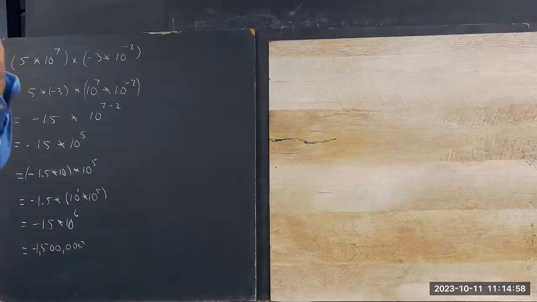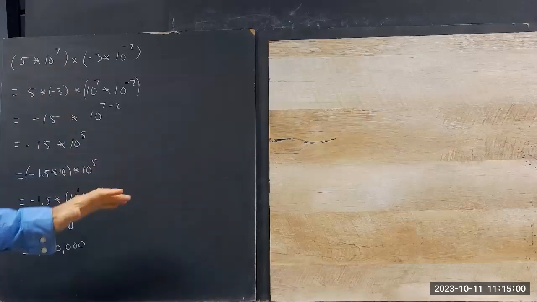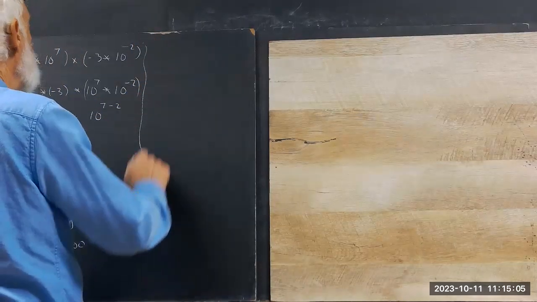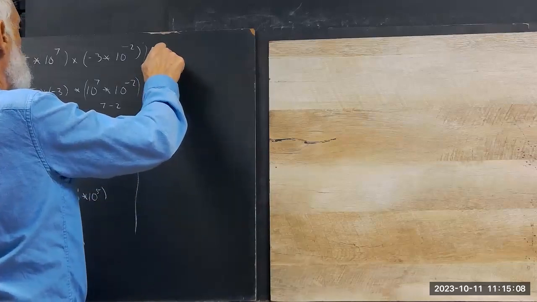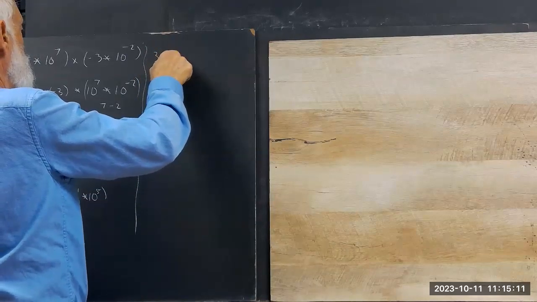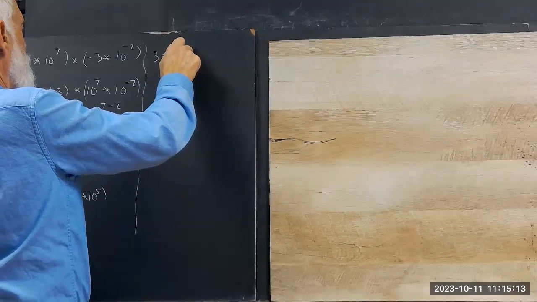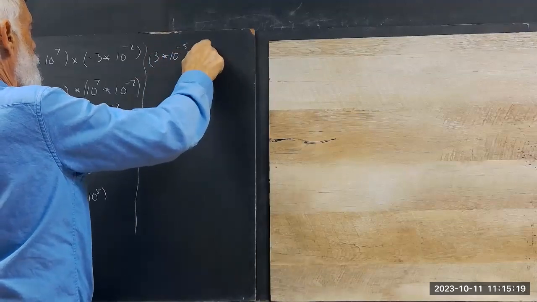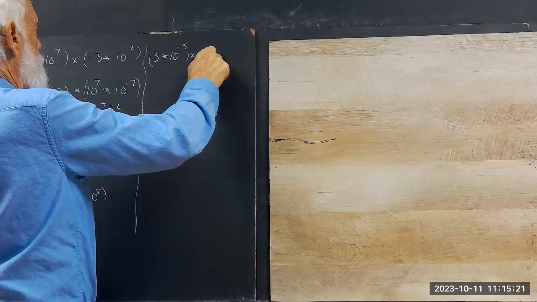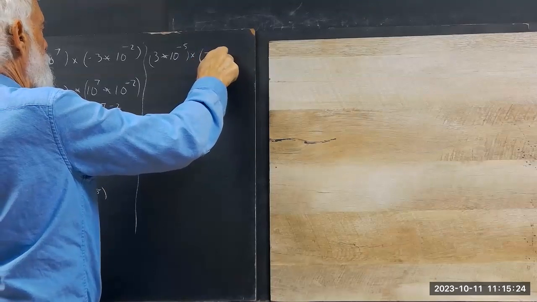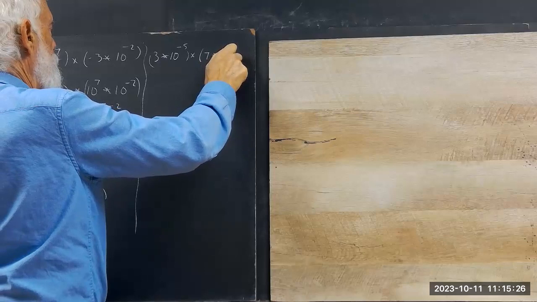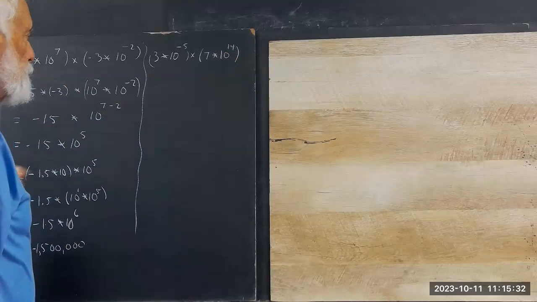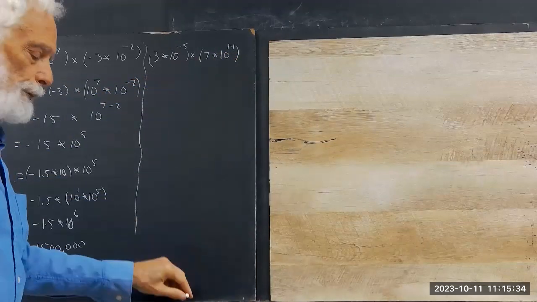So let me have you try one more and see if you can follow identical steps here. Let's try 3 times 10 to the 5th multiplied by 7 times 10 to the 14th.